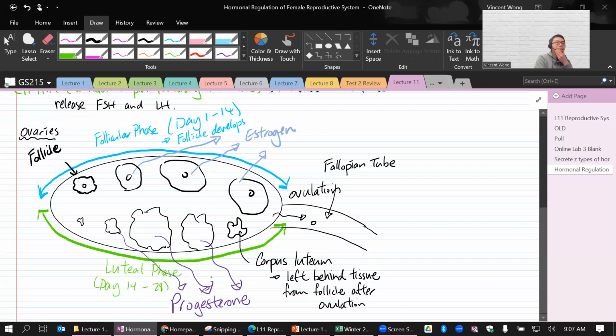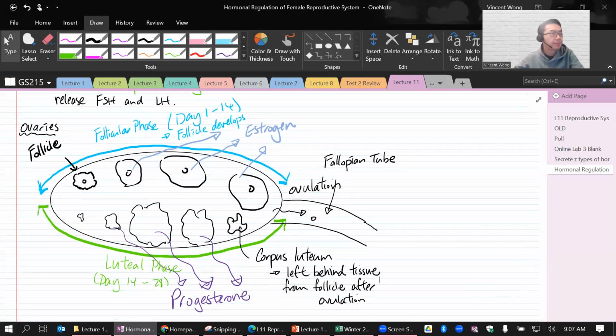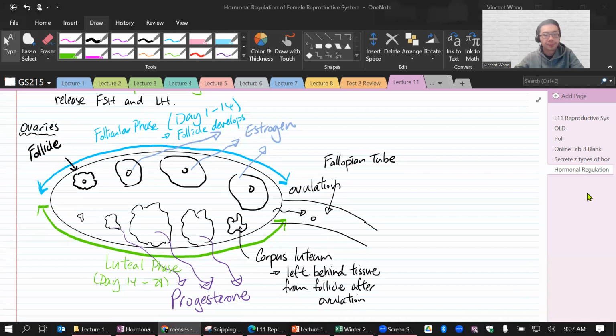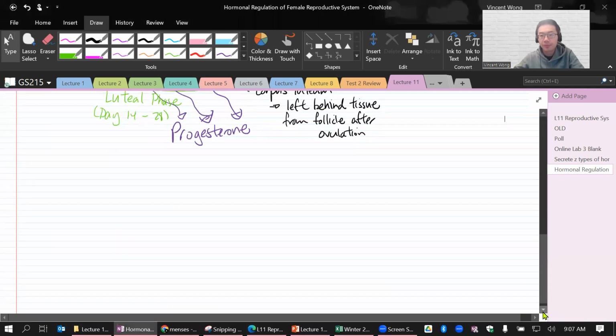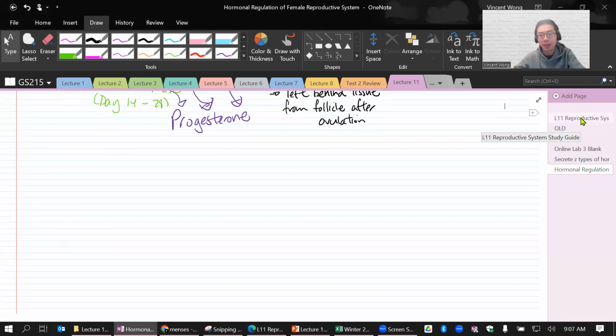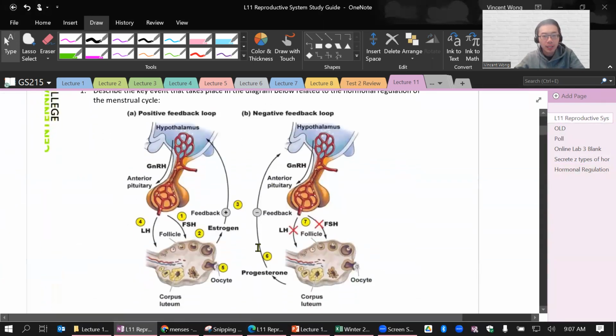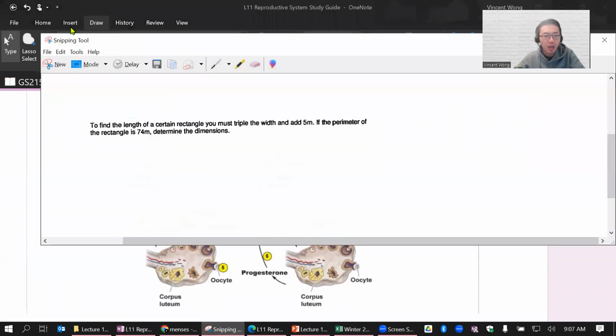So that's some background information about the ovaries. Questions? Anyone? Okay. So let's take a look at the actual hormonal regulation. We're going to be looking at these diagrams. I'm just going to copy one over.